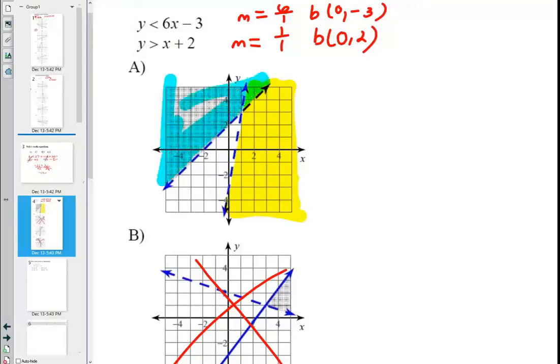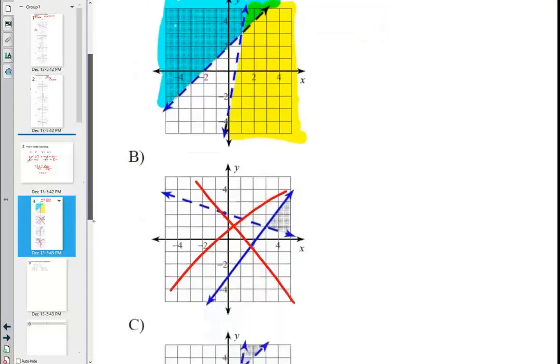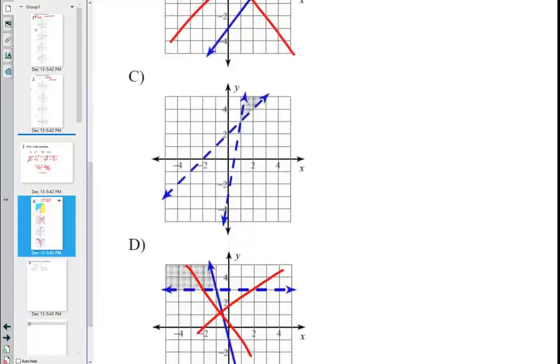Whoa! What just happened? I didn't even use a green marker, and look at that. Some green showed up. So is there an overlap? Yeah. Where's that overlap occurring? In that little skinny section on the top, which wasn't shaded on A, but it is shaded on C. Answer choice C.